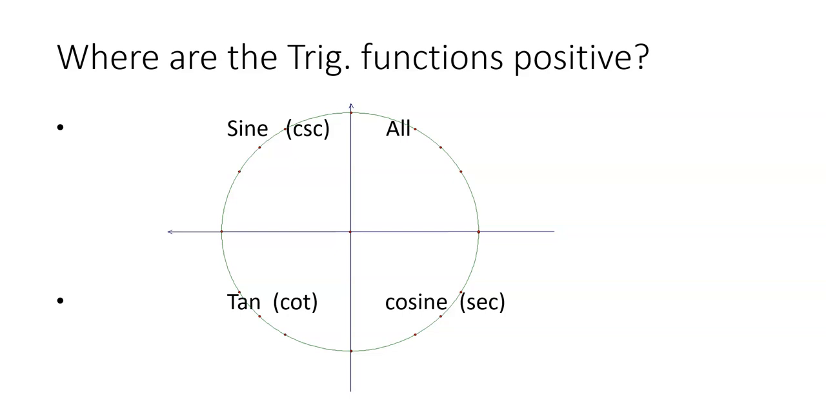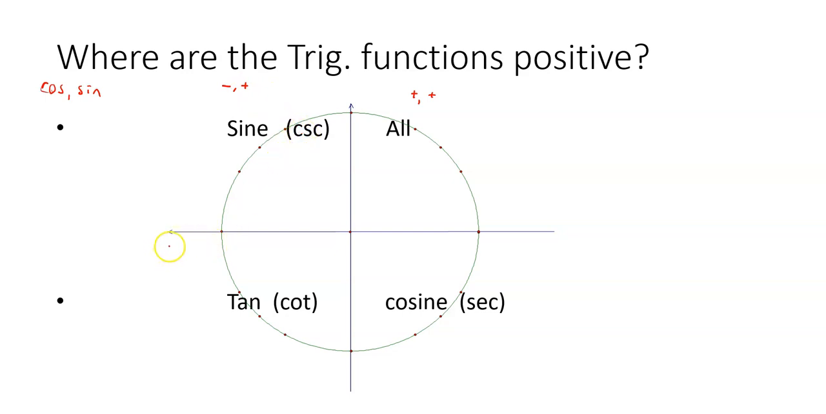Where are trig functions positive? In the first quadrant, everything's positive, right? Because remember that the cosine comes first, sine comes second. So in the first quadrant, x's and y's are both positive, so everything's positive. Over here, the x's are negative, but the y's are positive. So that means the sine is going to be the positive one. Well, if sine is positive, cosecant's positive also.